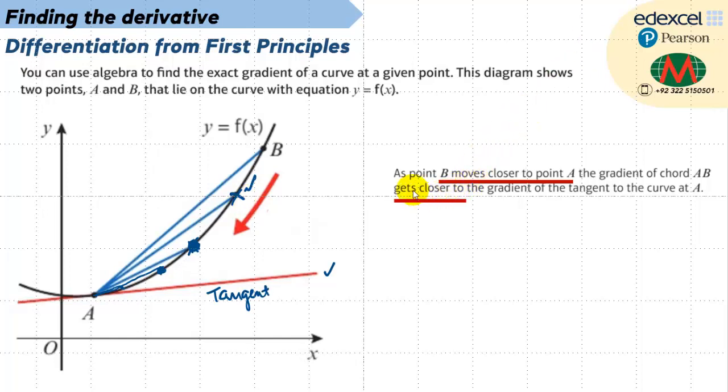From this we have observed that as point B moves closer to A, the gradient of this chord gets closer to the gradient of the tangent line to the curve at A. This is the main concept which we will use to find the gradient from the first principles rule. So keep this point in your mind: when point B gets closer to A, the gradient of the chord AB becomes very close to the gradient of the tangent line.